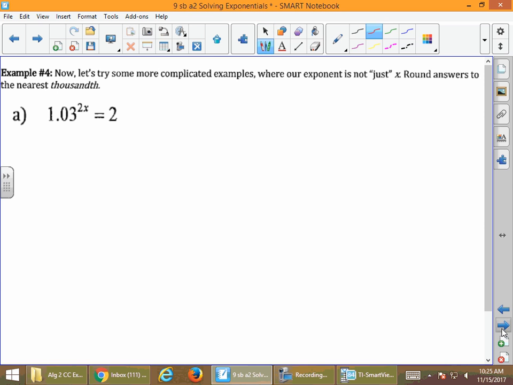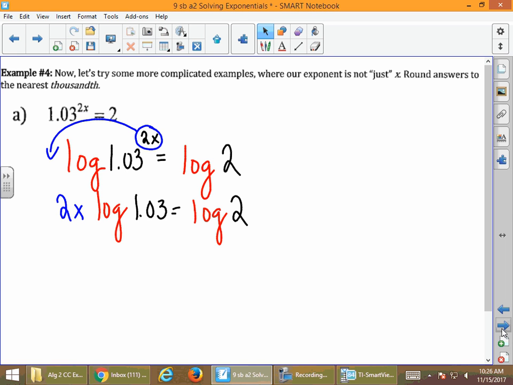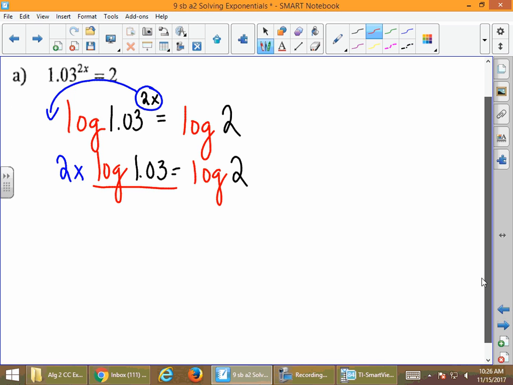And we're going to start by putting log in for both sides. It's log of 1.03 to the 2x equals log of 2. Second step, use our logarithmic property, which says that we can take the exponent and make it the coefficient. So it's 2x log of 1.03 equals log of 2. But we're going to isolate the x term in this case. It's 2x times log of 1.03. So we are going to divide by log of 1.03 on both sides.